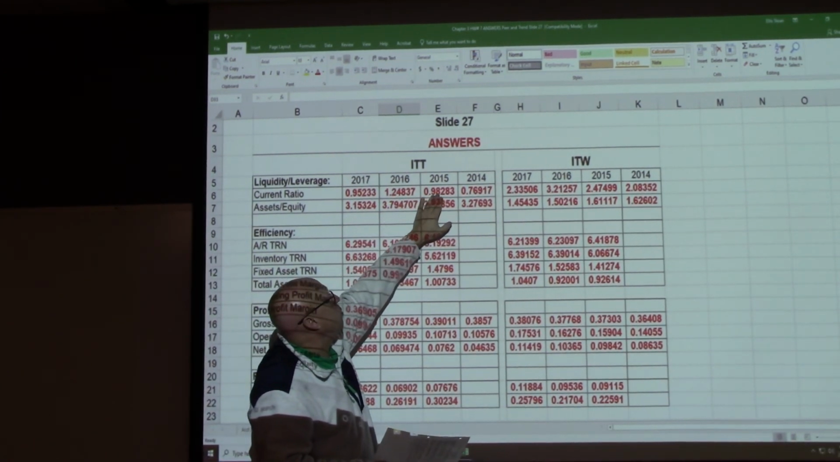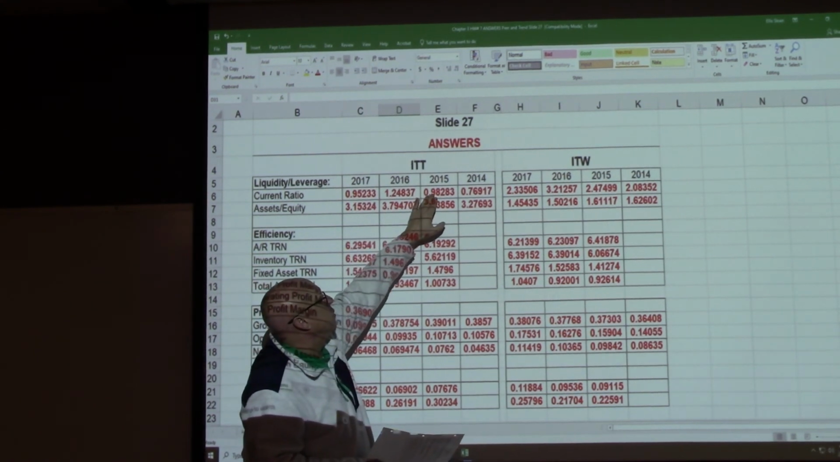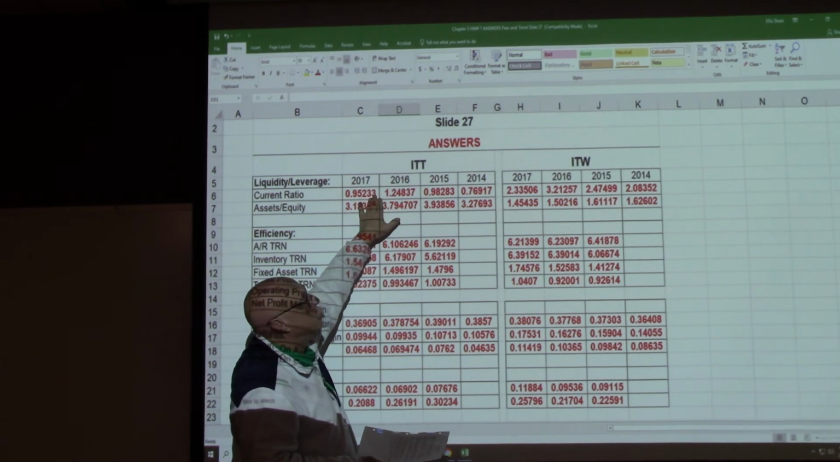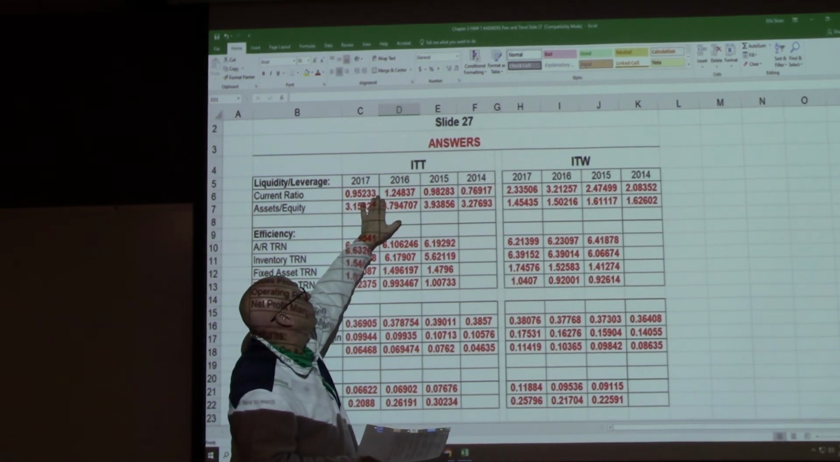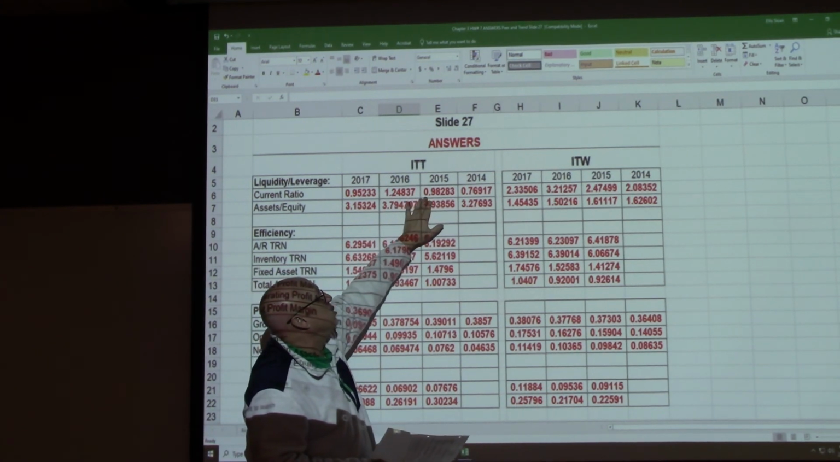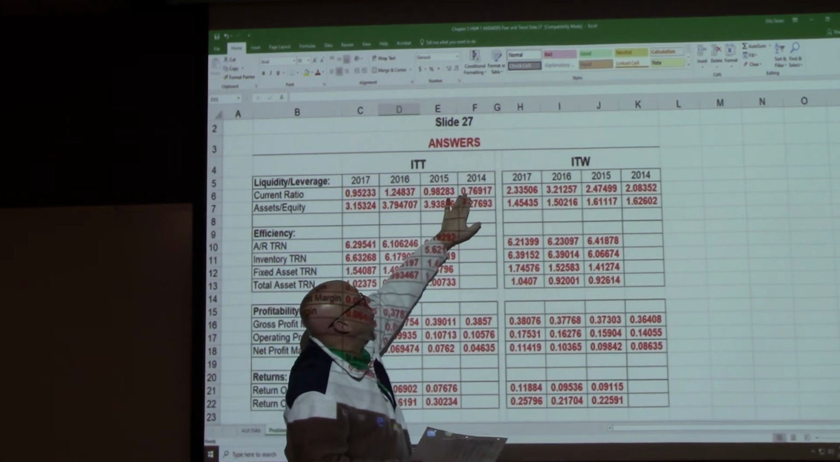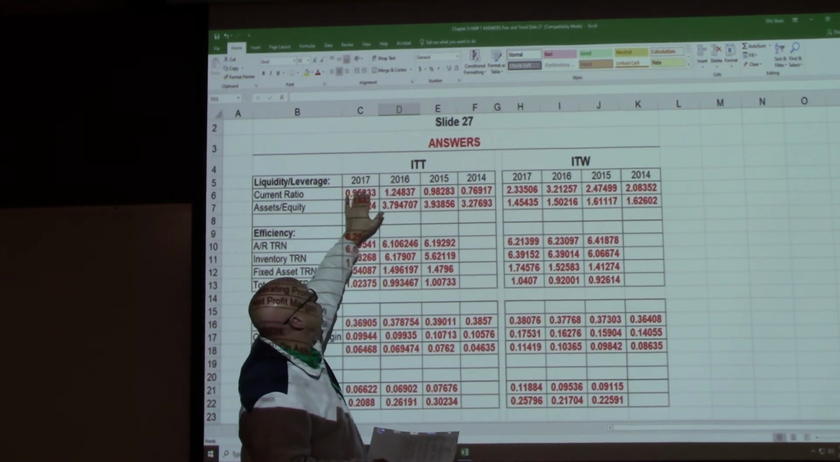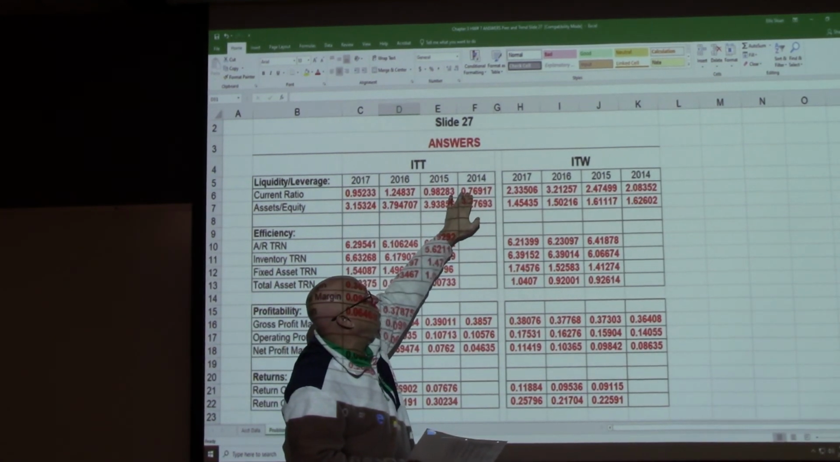So it looks like somewhere around 1 is probably what they're shooting for. So they're playing it pretty close. They're not giving themselves much margin. And this number bounces around quite a bit. So we're not feeling really secure about this number.